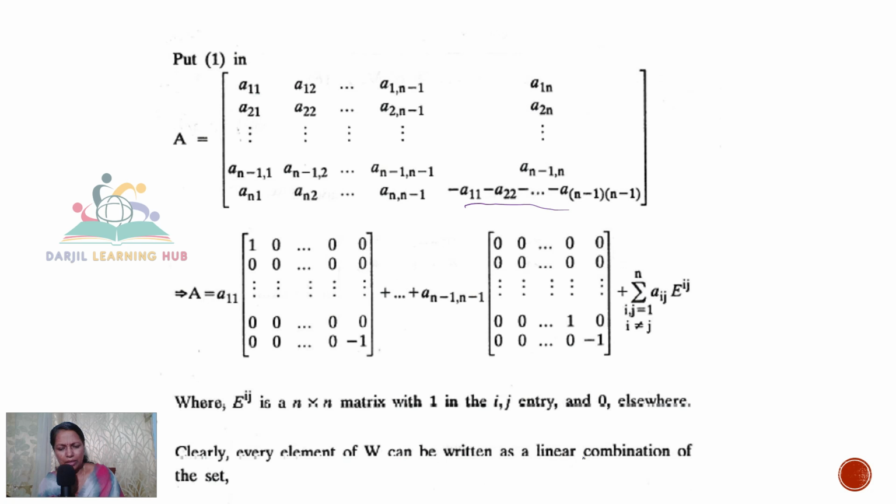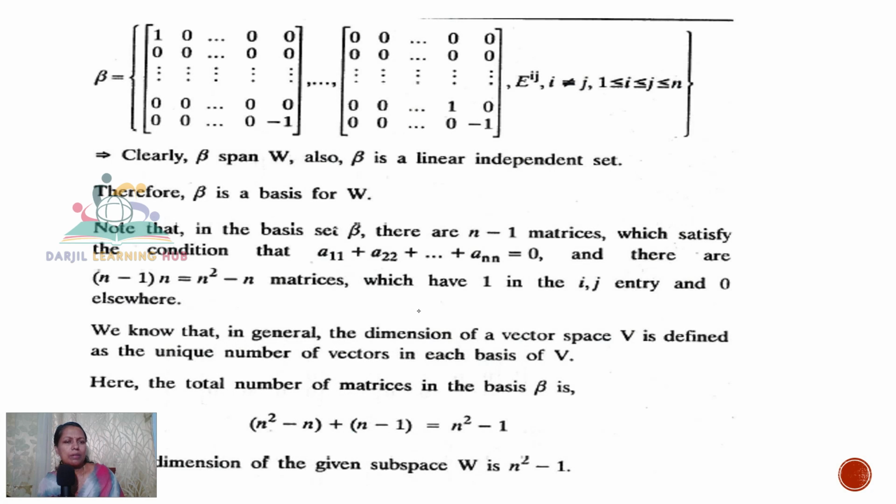Clearly every element of W can be written as a linear combination of the set beta. See, first entry 1, last entry minus 1. Similarly, etc. Then second entry 1, last but one entry minus 1. And then third entry 1, last but two entry minus 1, etc. See, the last, the n minus 1, n minus 1 place 1 and nn place minus 1, together with Eij, i not equal to j, where i varies from 1 to n. This is the general case we are writing.